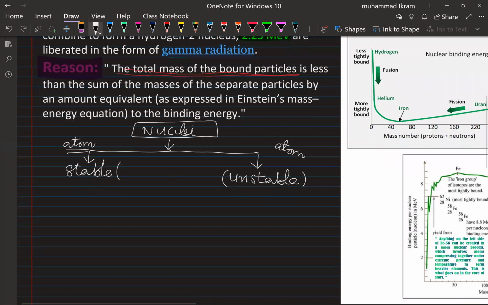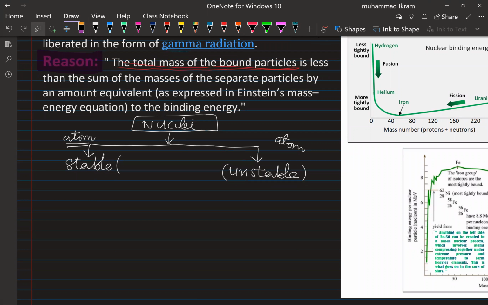Now you see what the stable nuclei are. If you remember, I told you that stable nuclei are those nuclei which have the N by Z ratio, the neutron to proton ratio, usually equal to 1. Right? They are equal to 1, and such nuclei have their potential energy at the lowest level.